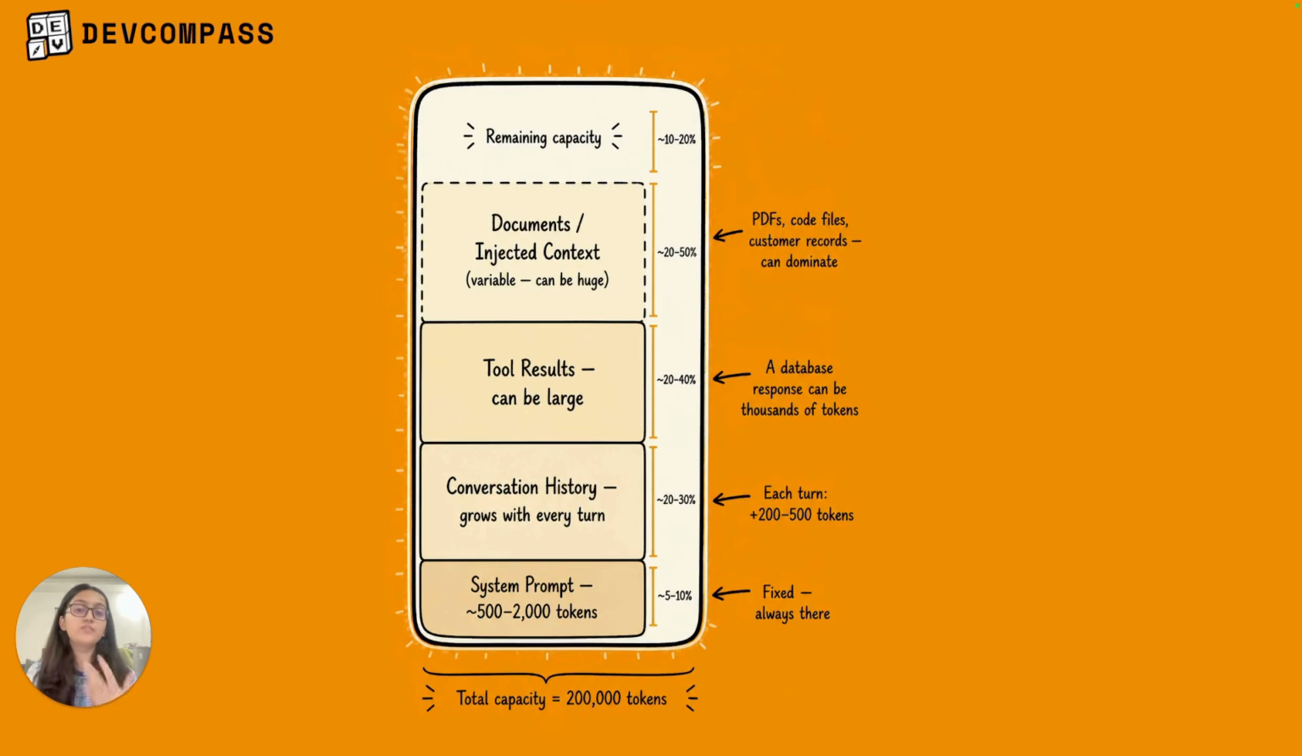Above that, tool results. This is where things get unpredictable. A successful tool result that returns a single value like order shipped April 3rd, and you need context from the previous videos to actually understand the reference I'm giving here, might be 20 tokens. A tool result that returns a full customer record, name, address, email, order history, account status, preferences, could be 2000 tokens.